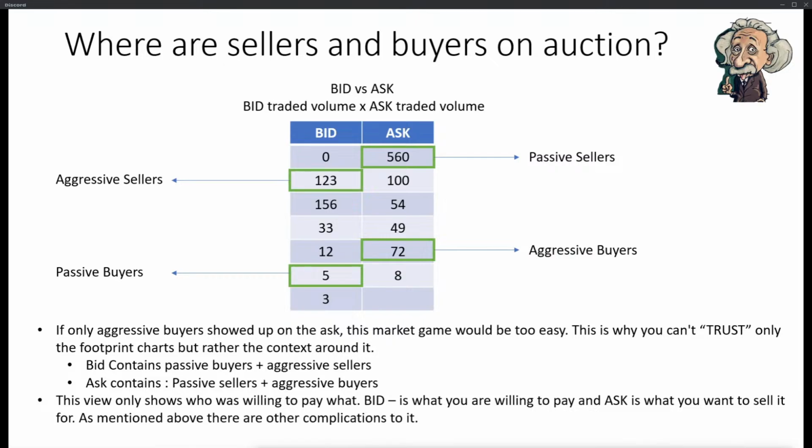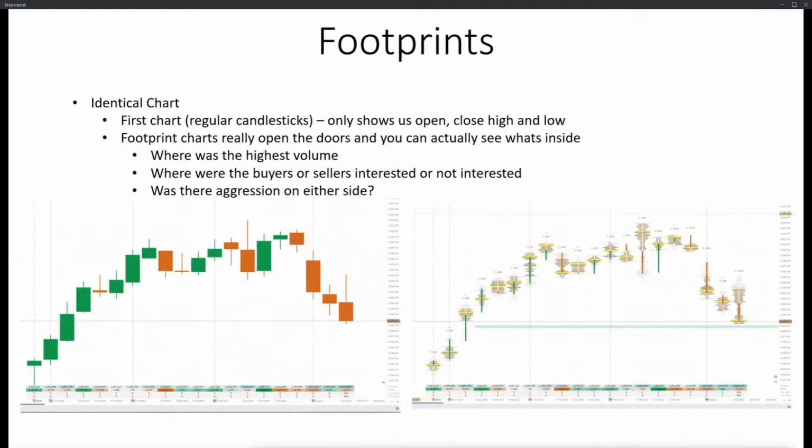Okay, so footprints. Big difference, right? The left side is what you guys typically see, and it's just candles, guys. These are Japanese candlesticks. Does everybody know how they came about?